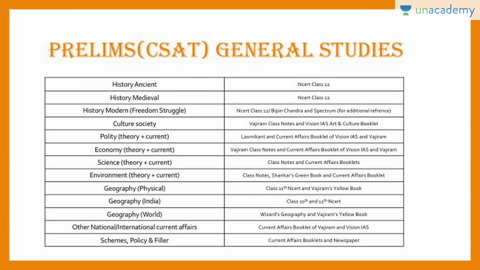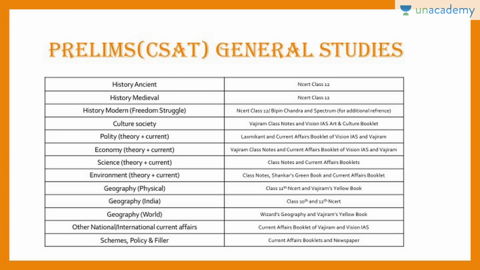When it pertains to the freedom struggle in modern Indian history, I somewhat did it from Bipin Chandra, History of Modern India, and parts of it from Spectrum. Spectrum is also good for another reason. It gives you more information, and at the end of each chapter, they've summarized the whole chapter into revision points. Because we all know there are time constraints, if you can't read the whole chapter from Spectrum, you could always go through the revision points at the end of the chapter.